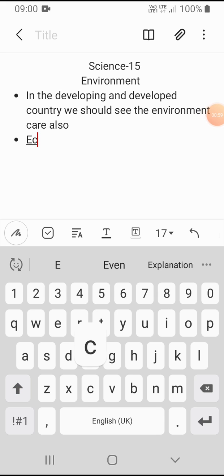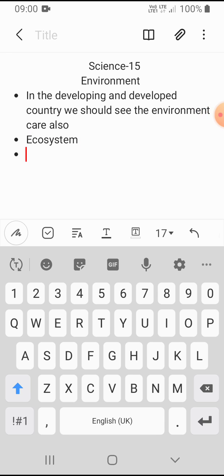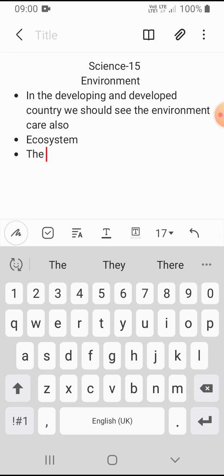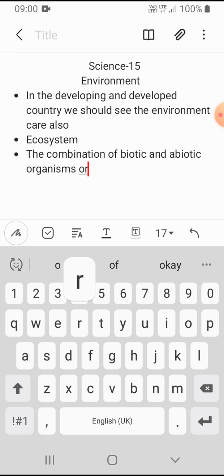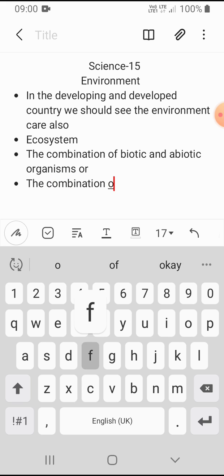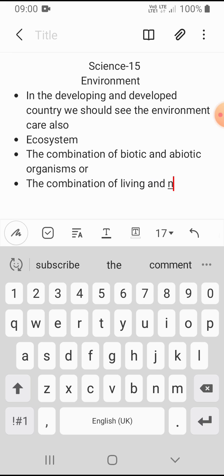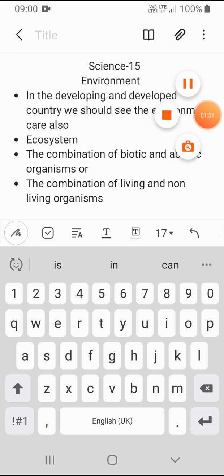So after this environment, let's know about ecosystem. So what is ecosystem? They may ask for 1 or 2 marks. So ecosystem is the combination of biotic and abiotic organisms, or we can say the combination of living and non-living organisms. Biotic means living organism and abiotic means non-living organism. The combination of both living and non-living organisms is ecosystem.